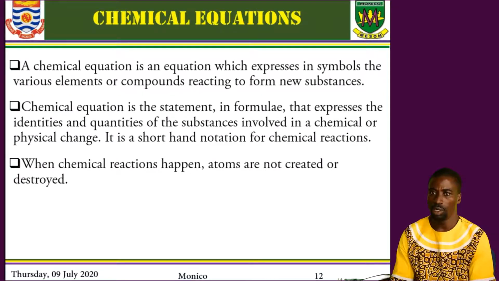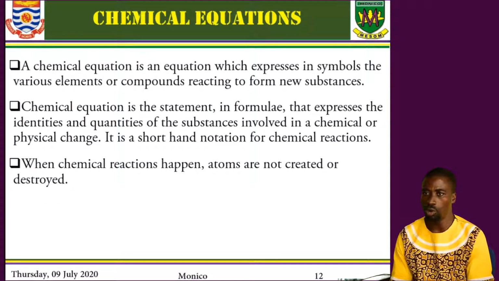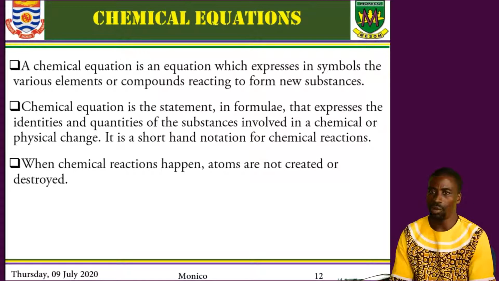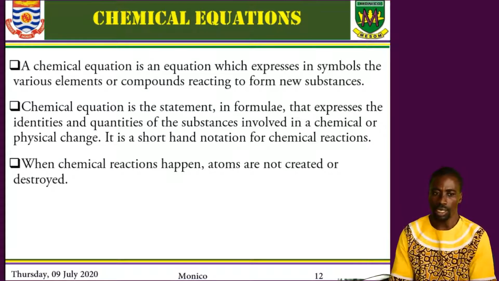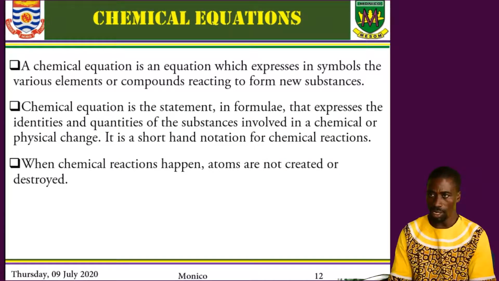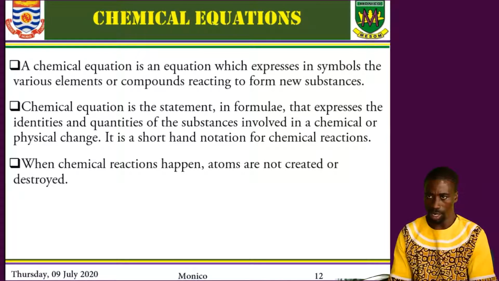Right, so if I have H2 plus O2 giving me H2O, on one side I have two atoms of oxygen, and on the other side I have one atom of oxygen. So will you say that one atom of oxygen is destroyed? No. What is happening is that you have to do what you call balancing of the equation, which we will do in later slides. So we are saying that atoms are neither created nor destroyed in a chemical reaction.